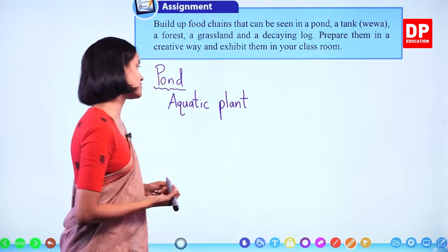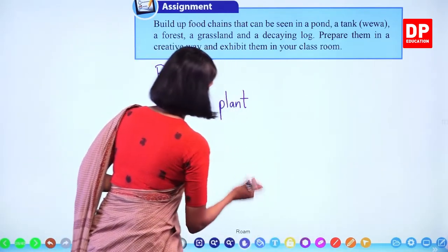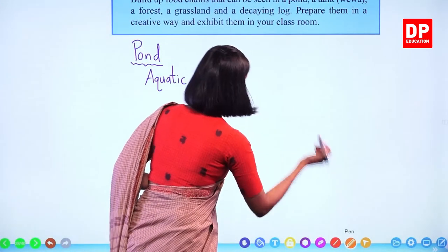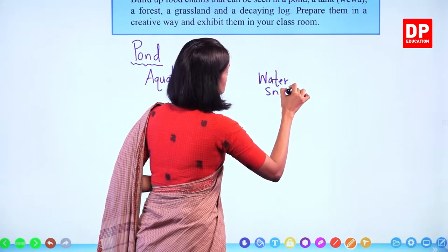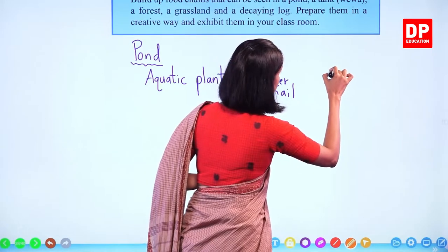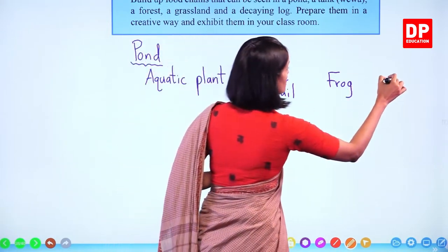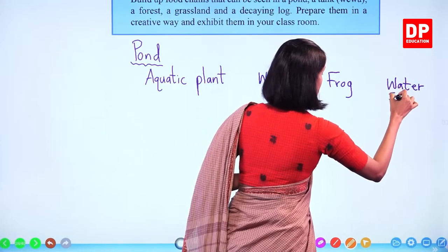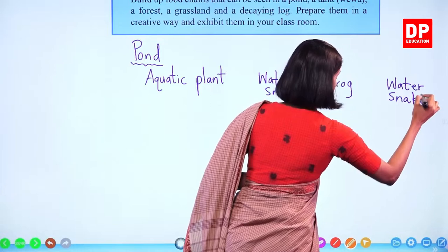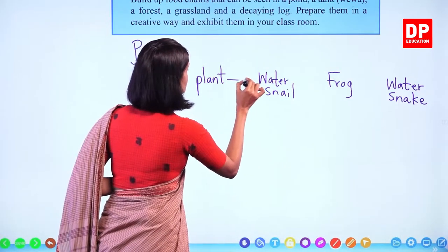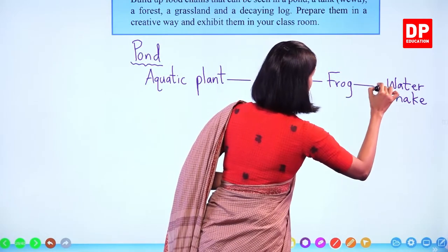And what is the next link that we can write? We can write small fish. Or we can write a water snail. Water snail. Frog. And we can write a water snake. Water snake. Okay. The water snail feeds on aquatic plants. The frog eats the water snail. Water snake eats the frog.